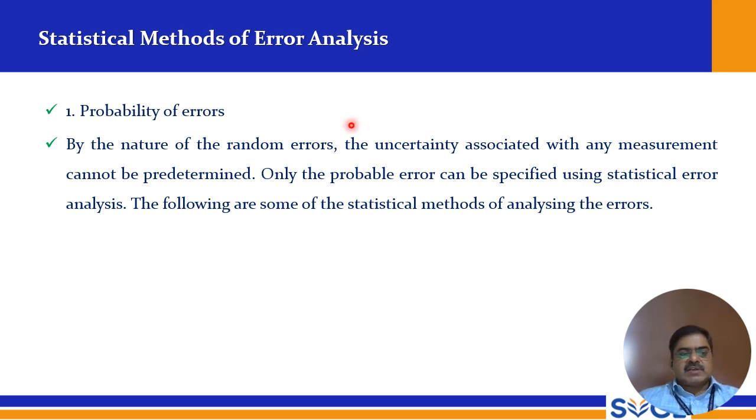Next, statistical methods for analysis. Probability of errors is the first method. By the nature of random errors, the uncertainty associated with any measurement cannot be predetermined. Only the probable error can be specified using statistical error analysis. The following are some of the statistical methods of analyzing the errors.